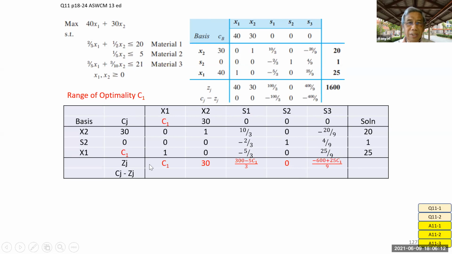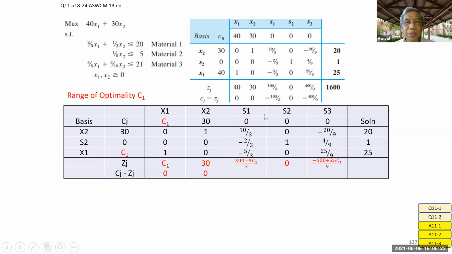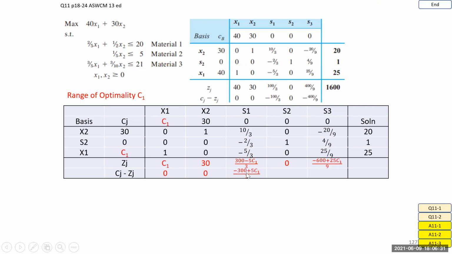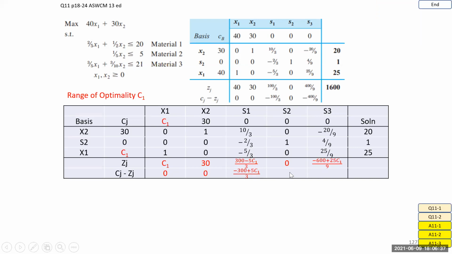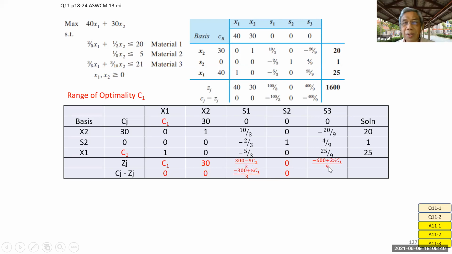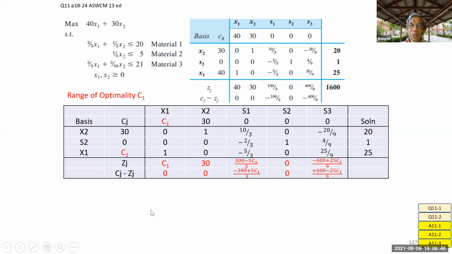So we have Zj. Now find Cj minus Zj. 0 minus 0 is 0. 30 minus 30 is 0. 0 minus this one, the sign will change: negative 300 plus 5C1, over 3. Here 0, 0. And here the sign will change: 0 minus 600 minus 25 C1 over 9, giving negative 600 plus 25 C1 over 9. Okay, so we are done up to this point.